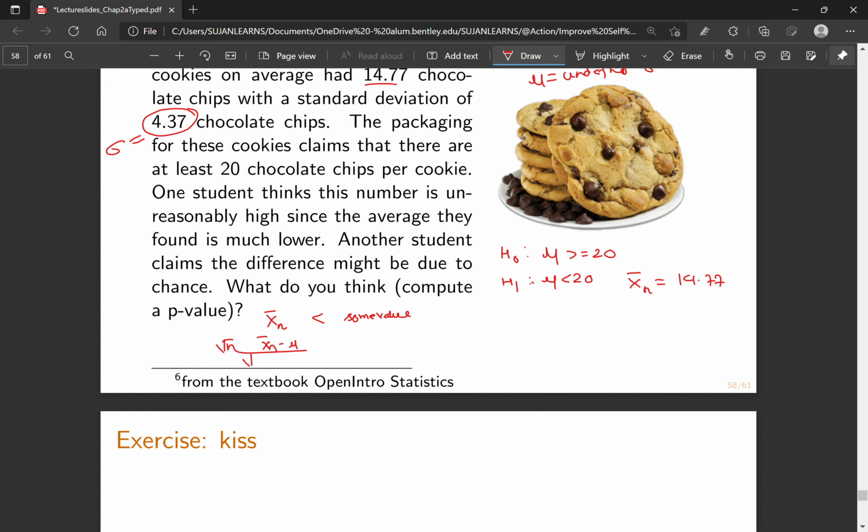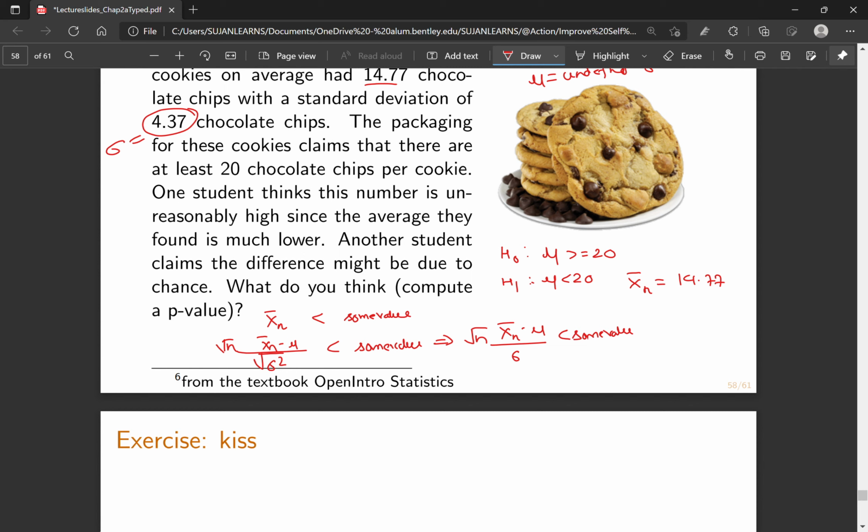We need to divide by sigma square, which will give us some value. Now, we'll do further processing of this, which is equal to sigma, mu sigma, which is less than some value.